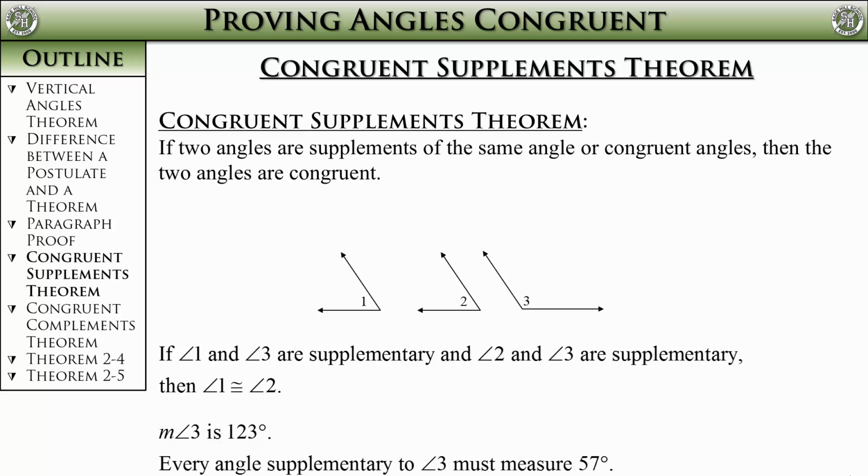This should make some sense. To give you more specifics, the measure of angle 3 is 123 degrees. Since it is 123 degrees, every angle supplementary to it must measure 57 degrees. If every angle supplementary to it must be 57 degrees, then every angle supplementary to it must be congruent to each other. Make sense? This works no matter what the measure of angle 3 is.